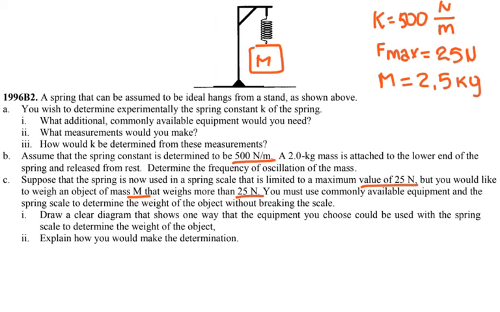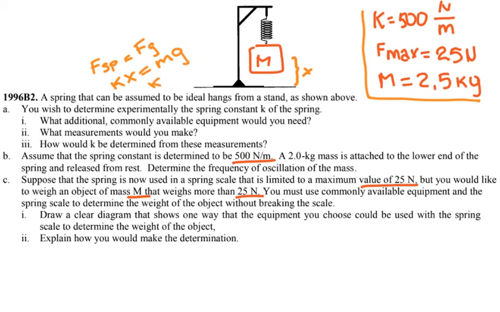So you wish to determine the spring constant experimentally. What would you need to measure? In order to measure the spring constant, I will probably need the mass. This information we will use later for B and C. I will need the ruler because I want to determine by how much it stretches before it gets to equilibrium. Then I set up the force of the spring equal to the force of gravity, kx = mg, and you can determine the spring constant. So that would be my answer for part A.